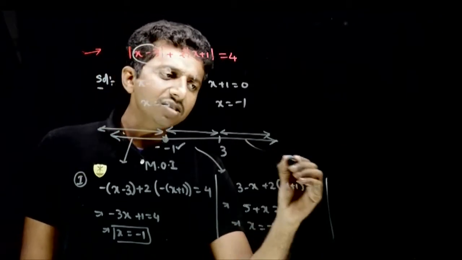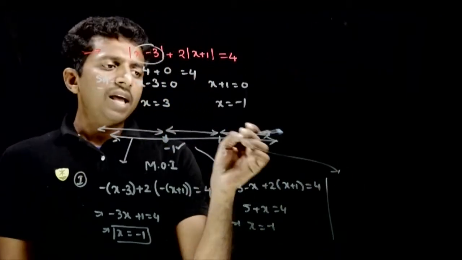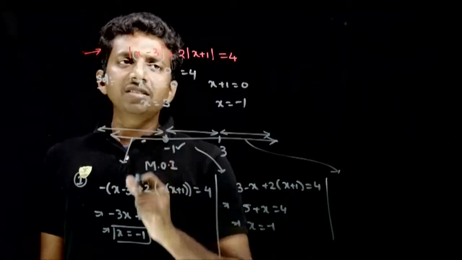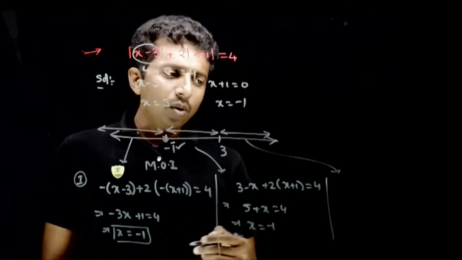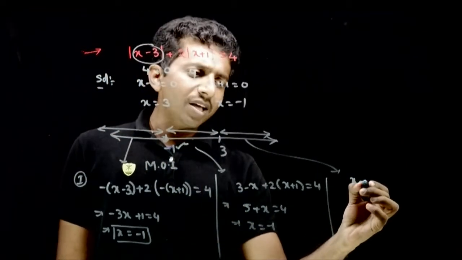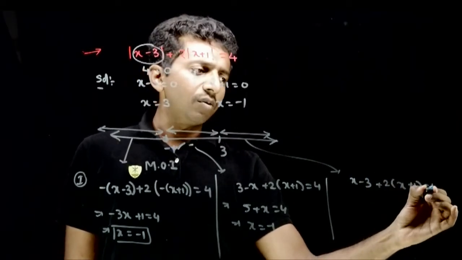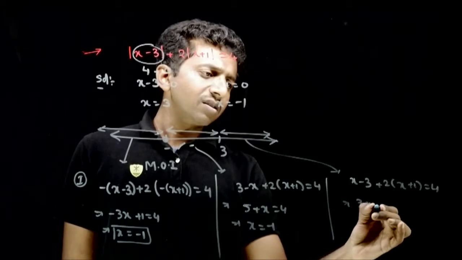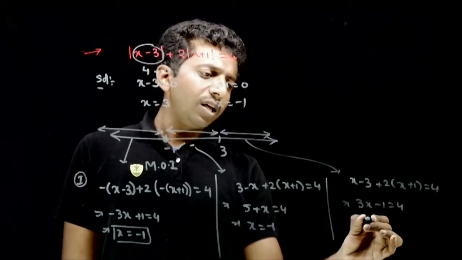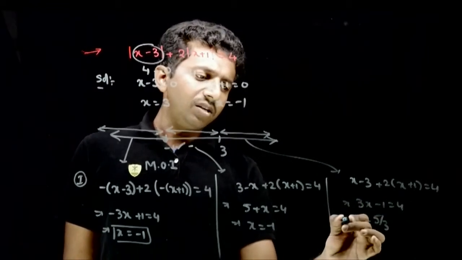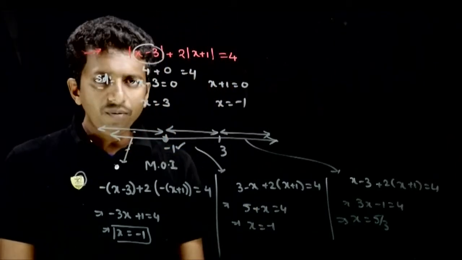आप तीसरा केस ले लीजिए. तीसरा केस में क्या होगा? x अगर 3 से बड़ा है तो x minus 3 भी पॉजिटिव है, x plus 1 भी पॉजिटिव है. Now what does the simplification tell? Mod x minus 3 हो जाएगा x minus 3 plus 2 times x plus 1 is equal to 4. This implies 3x minus 1 is equal to 4. X is equal to 5 by 3.